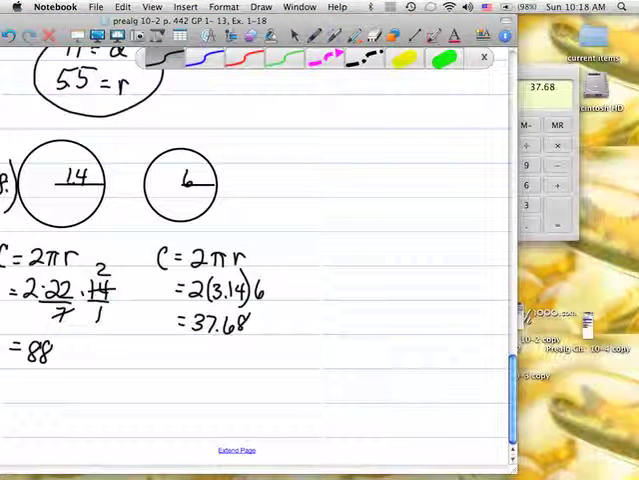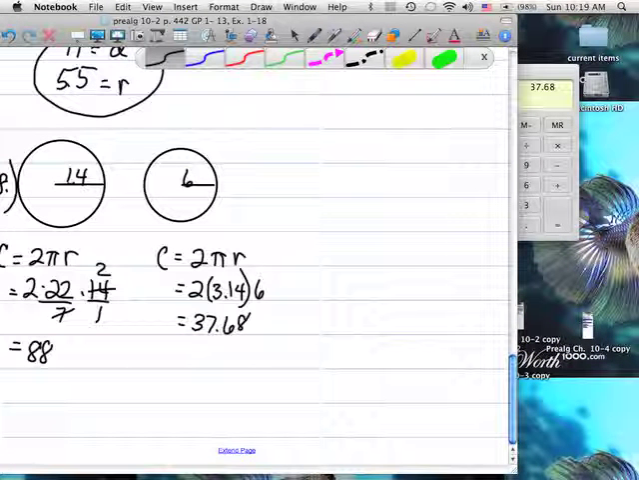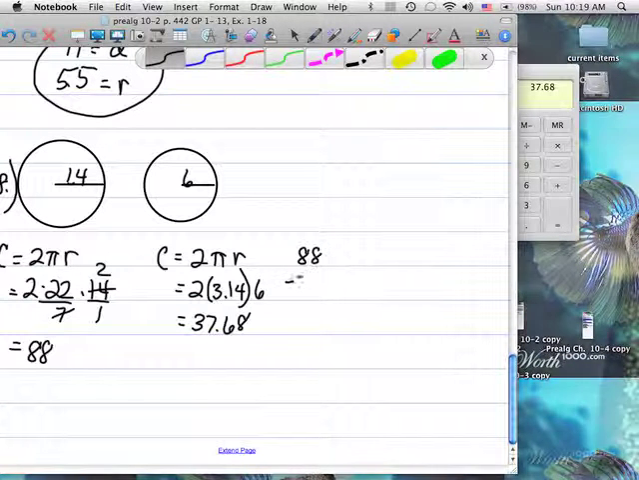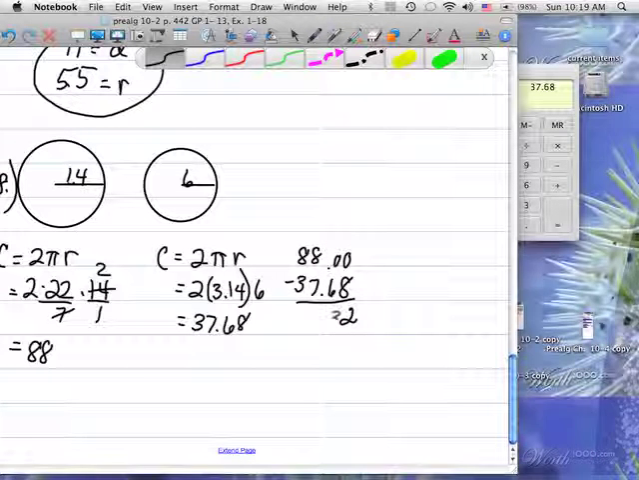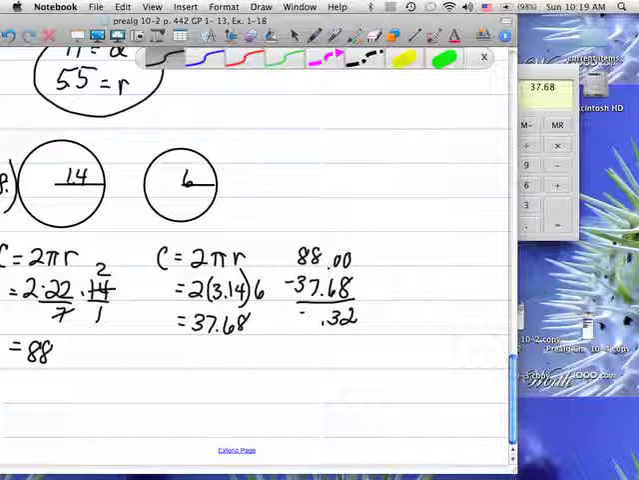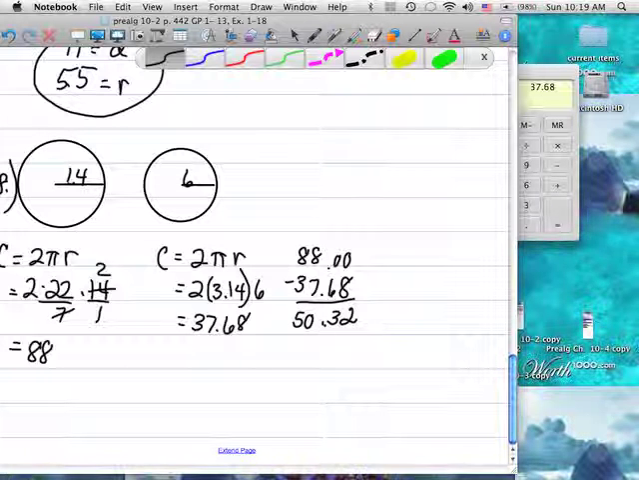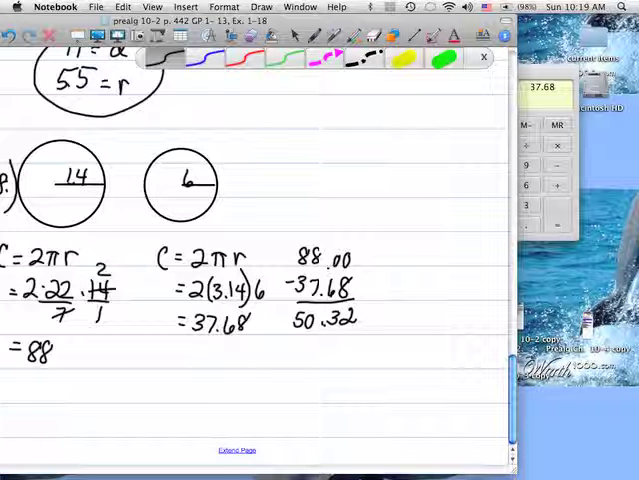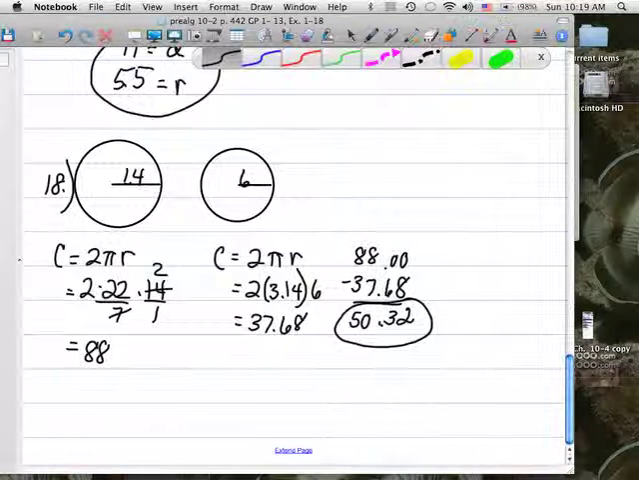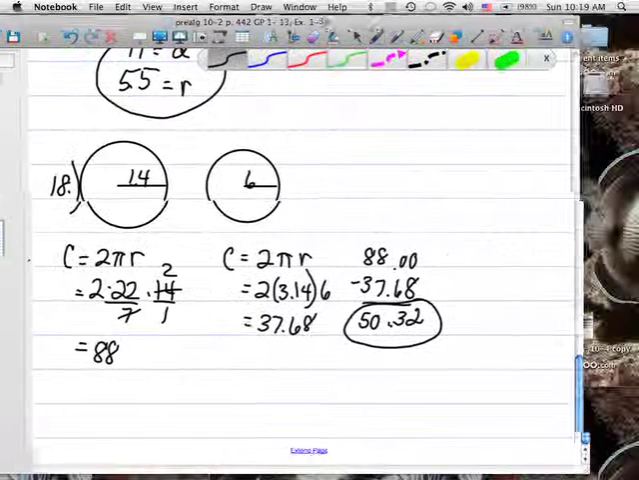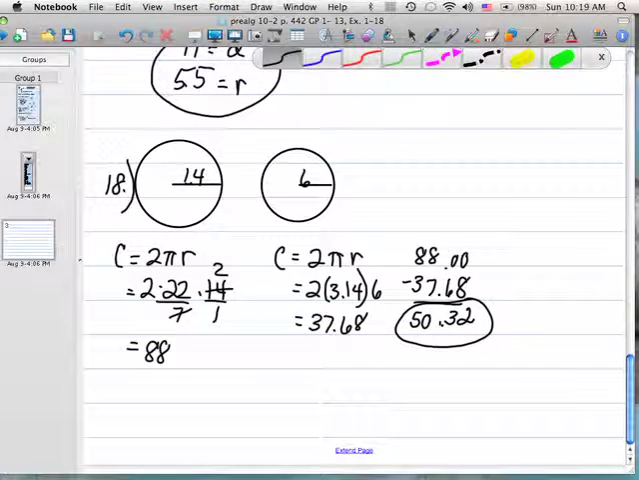And then they ask how much larger is the circumference of the front tire than that of the back. So take 88 minus 37.68, and we get 50.32. And that's our answer. That concludes the evens. Check the back of the book for the answers to the odds as you do them.